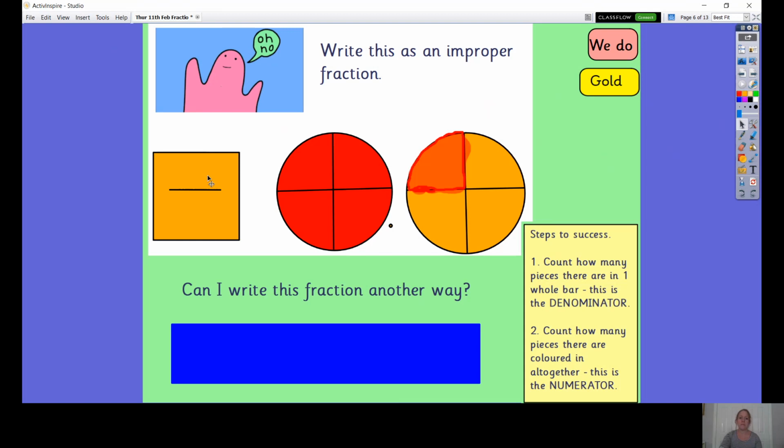So pause it here and just have a go at writing this, just as we did on the previous page. So think about how many each wheel is broken into and how many are shaded in altogether. So pause and have a try at that.